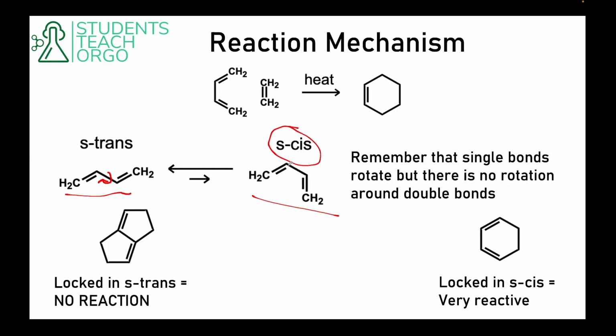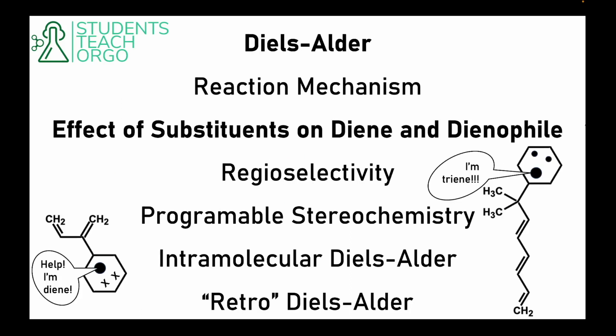to get these two different conformations. Now, because the Diels-Alder can only occur when the diene is in the s-cis conformation, a molecule such as this, where the diene is locked into that s-cis conformation, will be very reactive. However, a molecule like this, where you're stuck in the s-trans, will not react at all in the Diels-Alder.